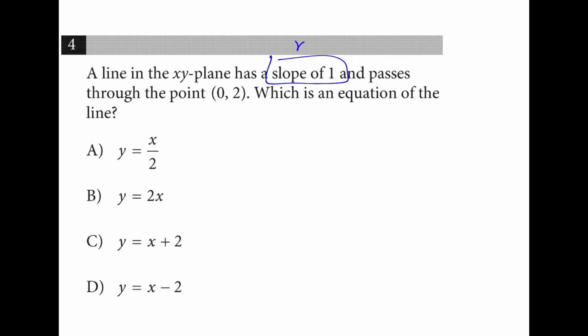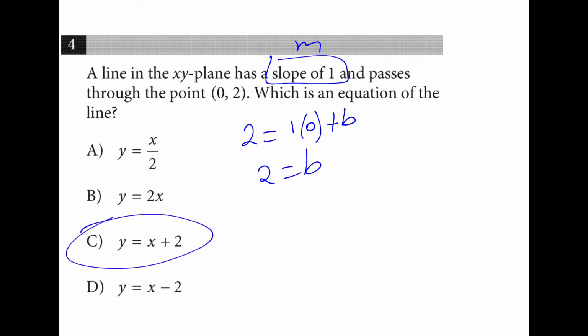So m is 1, and here's a point. So I can say 2 is equal to 1 times 0 plus b. So in other words, b is equal to 2. So I'm looking for something with a slope of 1 and an intercept of 2.